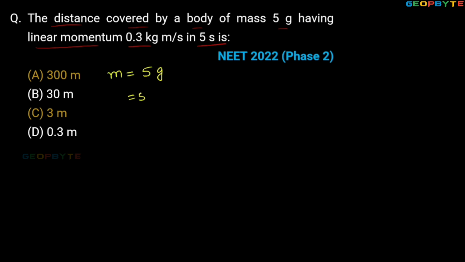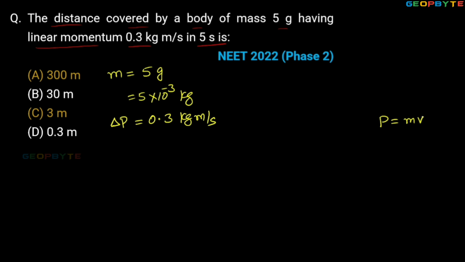It is equal to 5 into 10 power minus 3 kilograms. And linear momentum, I can say change in linear momentum, is 0.3 kg meter per second. Dear friends, remember linear momentum equals what? Product of mass and velocity.